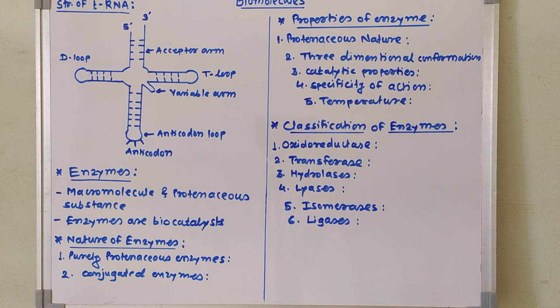Then classification of enzymes. Here the enzymes are classified into these six types: oxidoreductase, transferase, hydrolase, lyase, isomerase, and ligase. These are the classification of enzyme. We studied one by one. First, oxidoreductase.